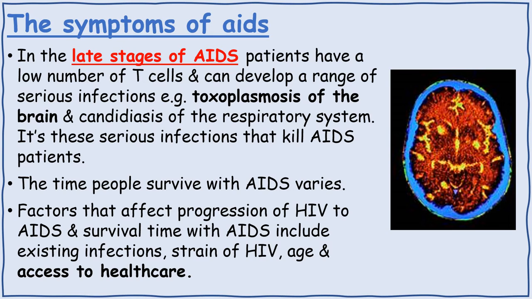In the late stages of AIDS, patients have a low number of T cells and can develop a range of serious infections, like toxoplasmosis of the brain and candidiasis of the respiratory system. It's these serious infections that kill AIDS patients. The time people survive with AIDS varies. Factors that affect progression of HIV to AIDS and survival time with AIDS include existing infections, the strain of HIV contracted, age, and access to healthcare.